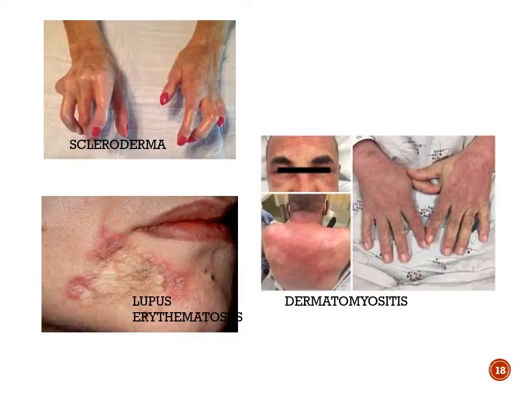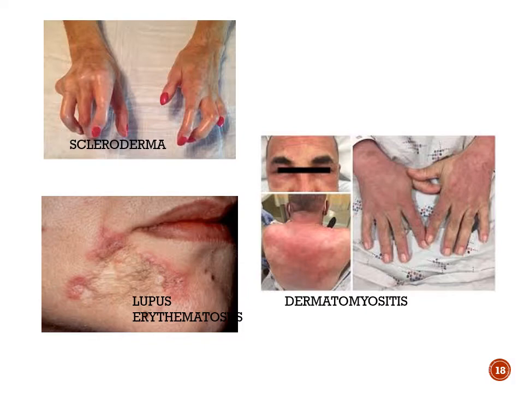Diseases that affect the dermis are often seen in connective tissue diseases. This is a term generally used to refer to a clinically heterogeneous group of autoimmune diseases. This includes lupus erythematosus, scleroderma, and dermatomyositis.